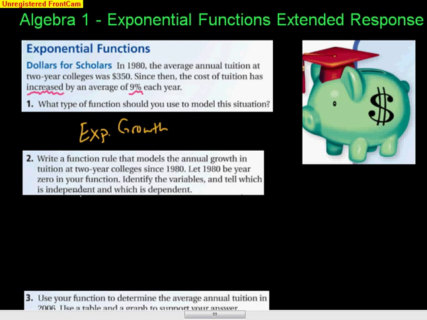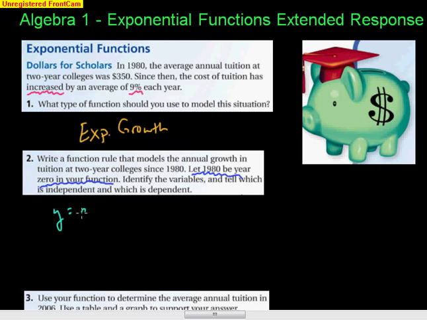Okay, so it says, write a function rule that models the annual growth. Let 1980 be year 0 in your function. So again, that's saying years since 1980. That's what x is going to be. And it says identify the variables and tell which is independent and which is dependent. I don't really care about that. What I care about is the function. If it's exponential growth, here is your base function. And again, you'll have this for the test.